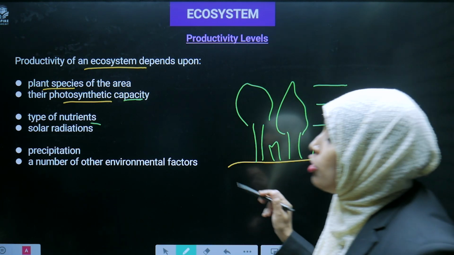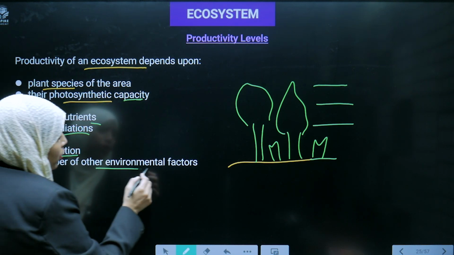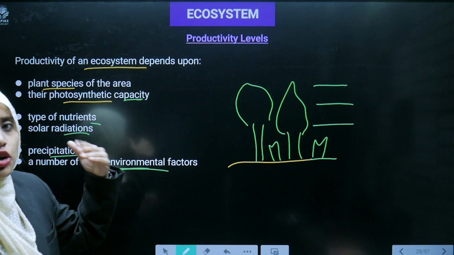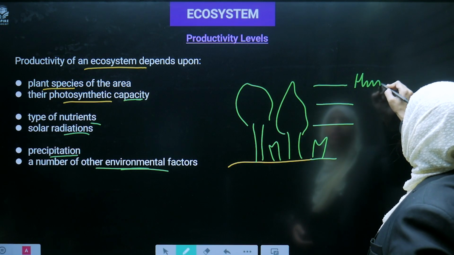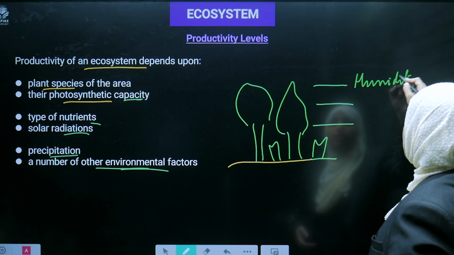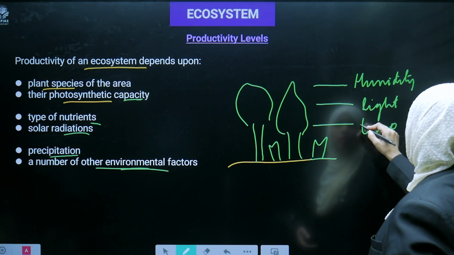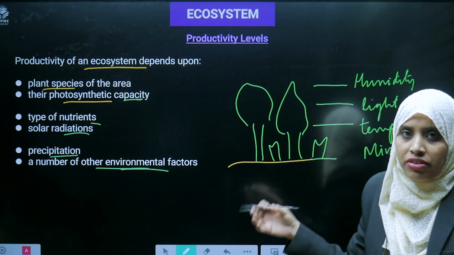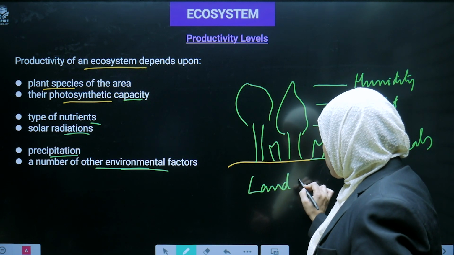so that also determines the productivity. Solar radiation, precipitation, and the annual number: there are a number of environmental factors, all humidity, light, temperature, minerals, all determine the productivity of the ecosystem. Simply, we are talking about the land ecosystem.